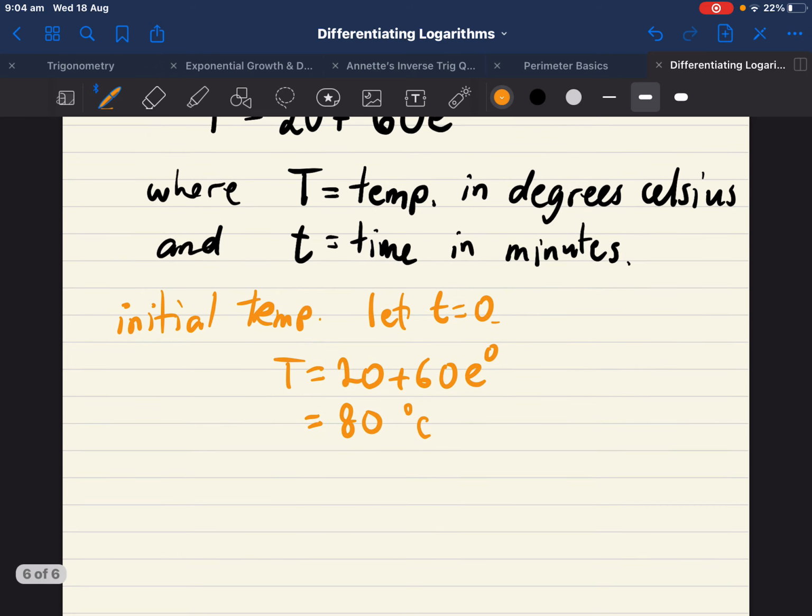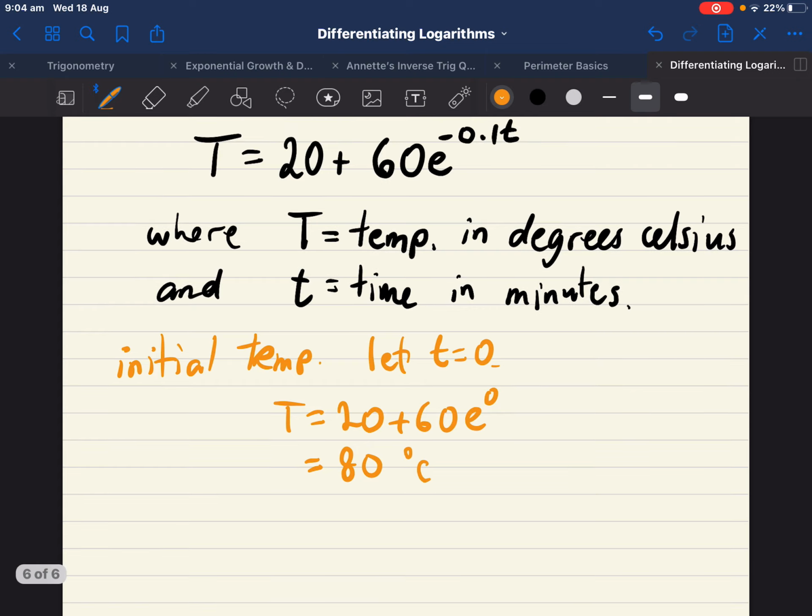If you wanted to find the temperature at any particular time afterwards, let's say after 1 minute, you just type 1 into that formula, replacing the little t in the formula with a 1, and you get the temperature after 1 minute or 10 minutes.